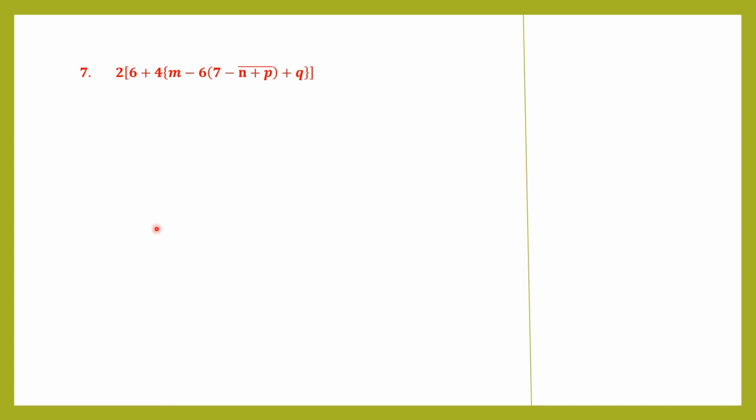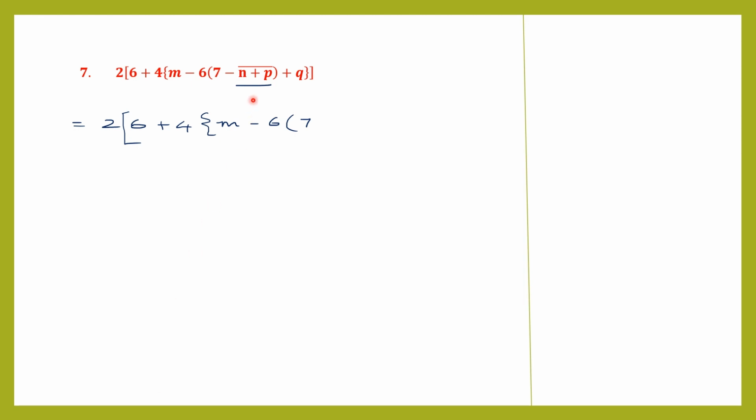Question 7. Square bracket, curly bracket, parenthesis and the bar bracket. So let's simplify the bar bracket first. This has to be done first. So this will be 2 into 6 plus 4 curly bracket m minus 6 into 7.